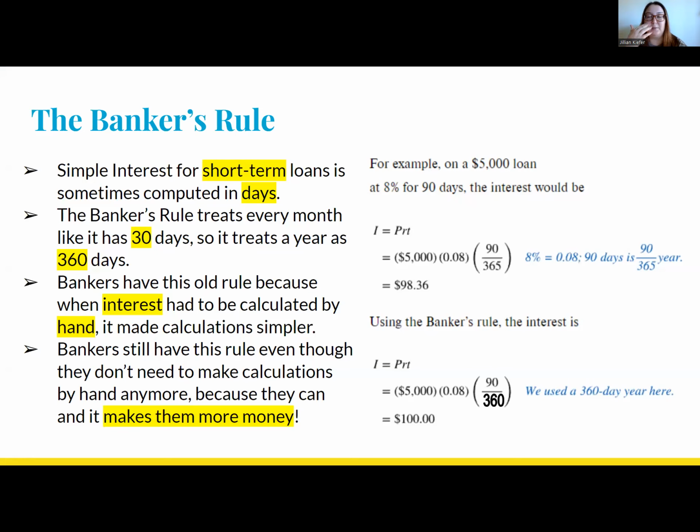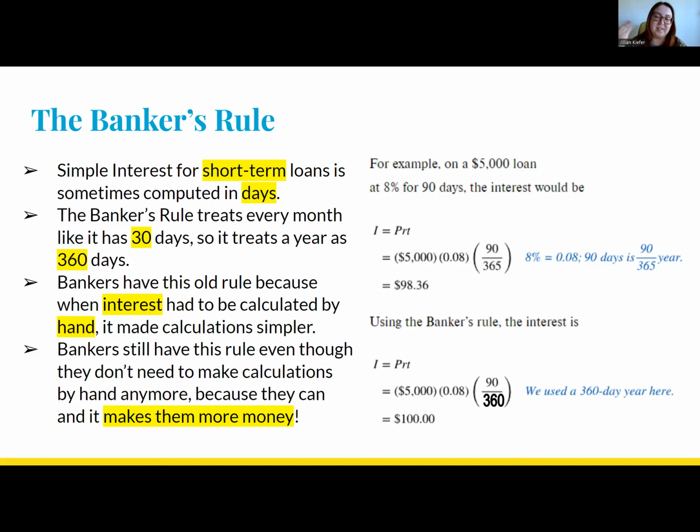So moving on to something called the banker's rule. Simple interest for short-term loans is sometimes even computed in days. So these would be loans that are just maybe a couple months, maybe 100 days, something like that. So very short-term loans, not quite a year. The banker's rule treats every month like it has 30 days, so it treats a year like it has 360 days. We know that a year has 365 days and 366 on some years. But the banker's rule just says every month has 30 days, so an entire year is 360 days. It calls it a day.